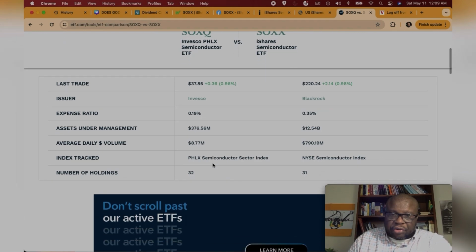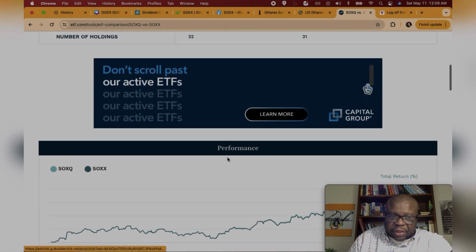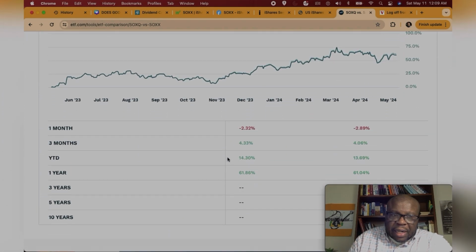The ETFs track two different indexes. The SOXX ETF is tracking the New York Stock Exchange Semiconductor Index, and the SOXQ is tracking the PHLX Semiconductor Sector Index. There are about 31 holdings in SOXX and about 32 holdings in SOXQ. So that's pretty similar. Let's look at the returns.